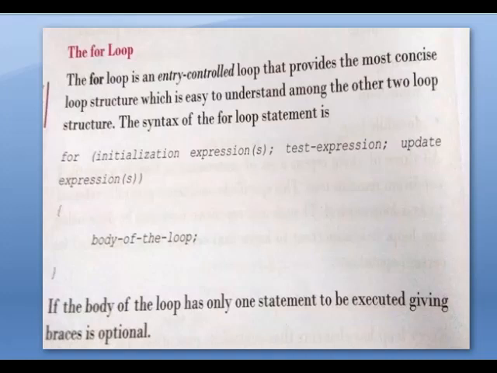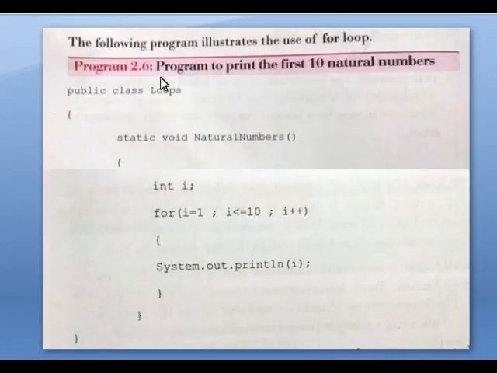We are going to see a program by using for loop to print the first 10 natural numbers. The natural number means it will start from 1, so the initial value is 1. Less than or equal to 10 means it will repeat 10 times. Every time we will increment the value. First time i equal to 1, so System.out.println of i means 1. 1 we have printed.